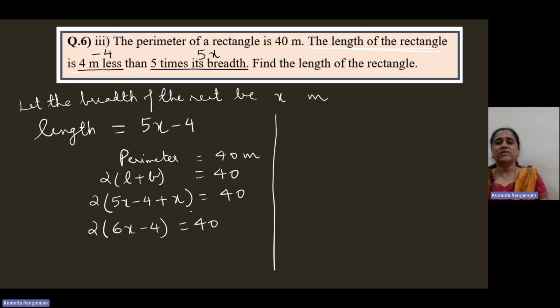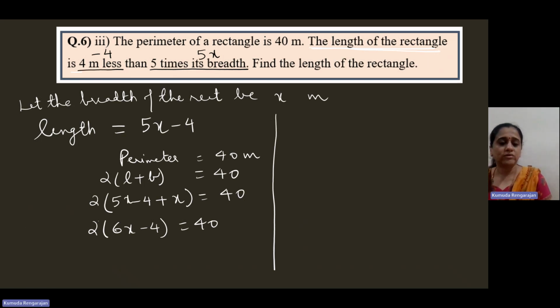Now we have two options. You can multiply and open the bracket, but you can also take 2 to the other side. You can also transpose 2 without multiplying. The best thing is to take 2 to the other side for division. Transpose 2. We'll do that. But the other thing we can do is open the bracket by multiplying 2 with 6x and 2 with -4. That way also you can solve it. That's not wrong.